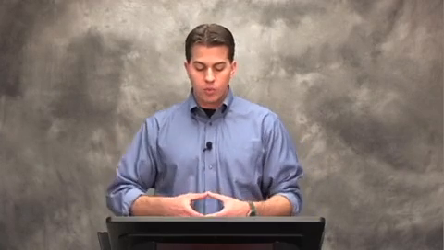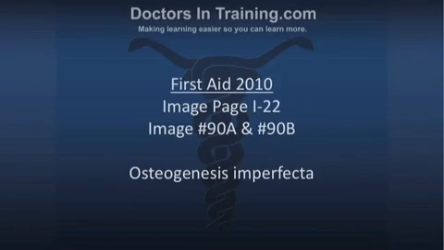Blue sclera is seen with osteogenesis imperfecta. Osteogenesis imperfecta is a collagen defect. Specifically, it's usually a type 1 collagen defect. There are different types of collagen. Take a look at image page 22, image 90A, and you'll see there the blue sclera of osteogenesis imperfecta, and you can also see the bony malformation just to the right of that that you get with osteogenesis imperfecta on image 90B.